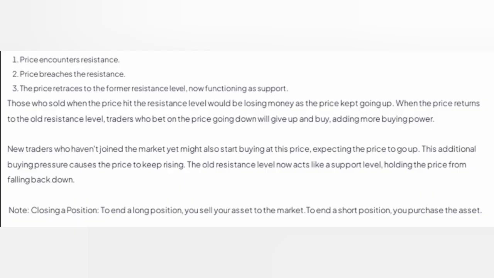Those who sold when the price hit the resistance level would be losing money as the price kept going up. When the price returns to the old resistance level, traders who bet on the price going down will give up and buy, adding more buying power. New traders who haven't joined the market yet might also start buying at this price, expecting the price to go up. This additional buying pressure causes the price to keep rising. The old resistance level now acts like a support level, holding the price from falling back down. Note, closing a position: to end a long position, you sell your asset to the market. To end a short position, you purchase the asset.